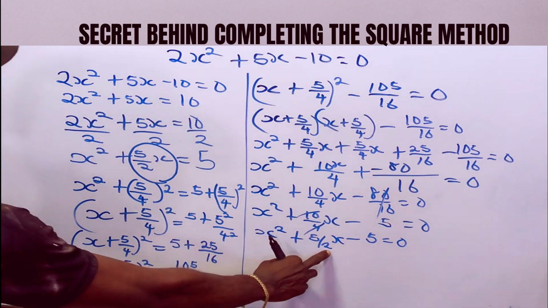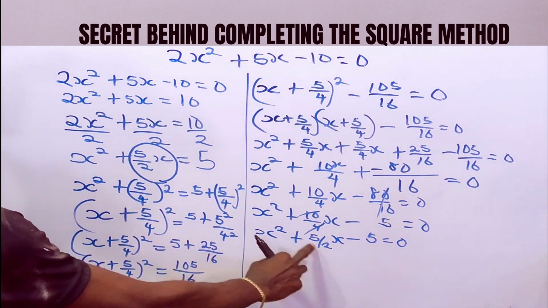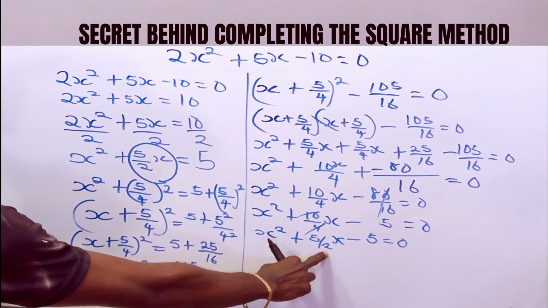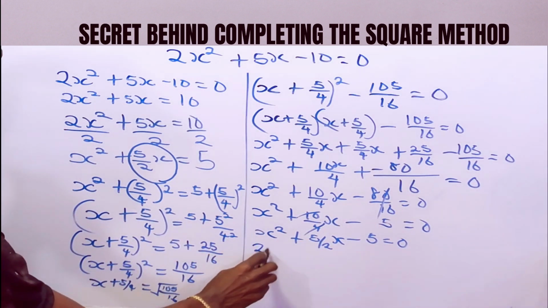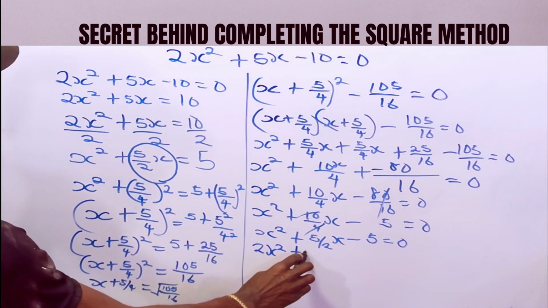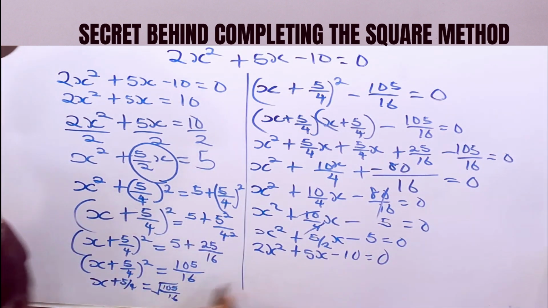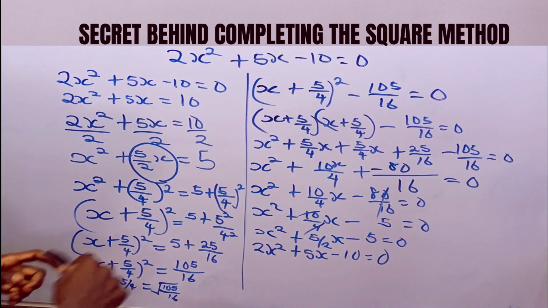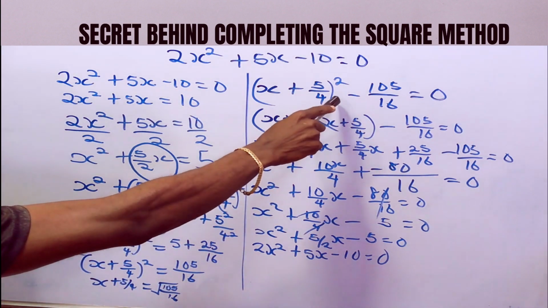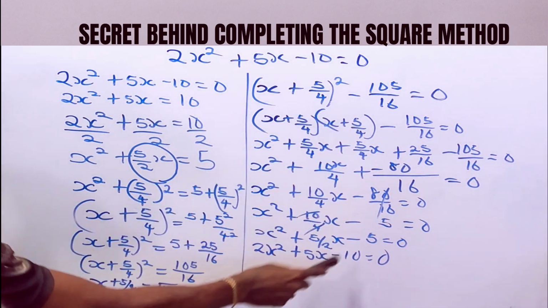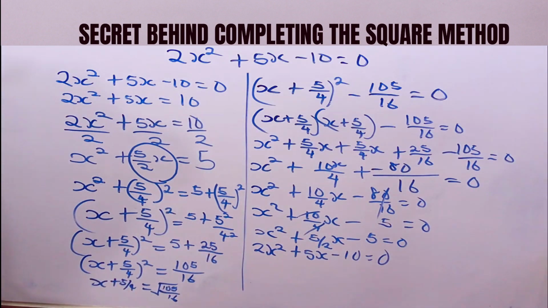Now, we'll multiply through by 2 so that 5 will not be over 2. So we have 2x squared plus 5x minus 10 equals 0, which means the result after completing the square is the same thing as the original equation, as we've proved. So this is the hidden secret of the completing the square method.